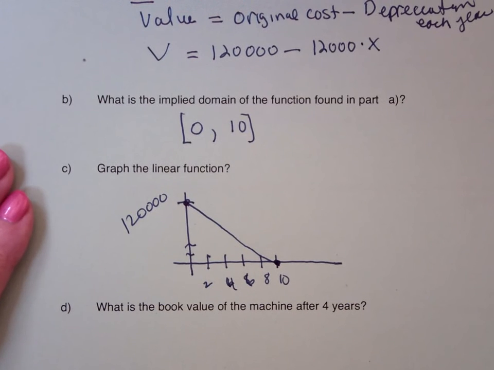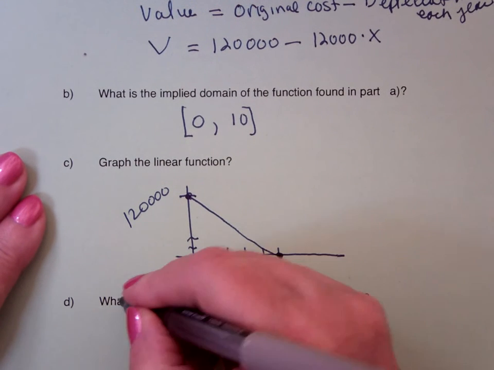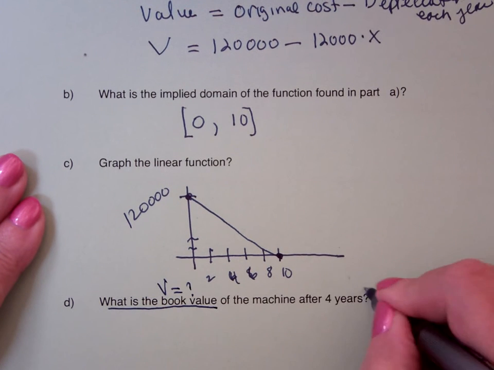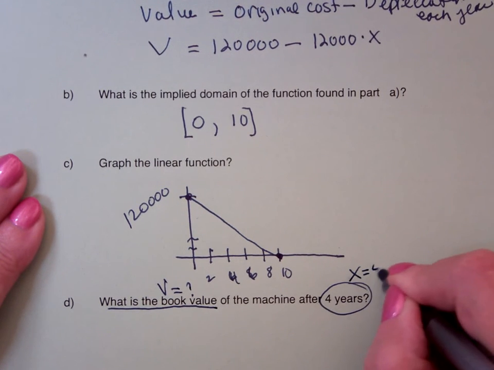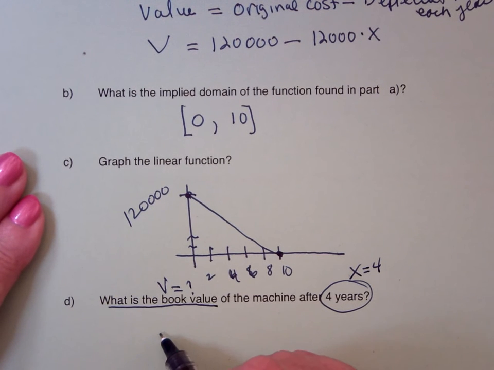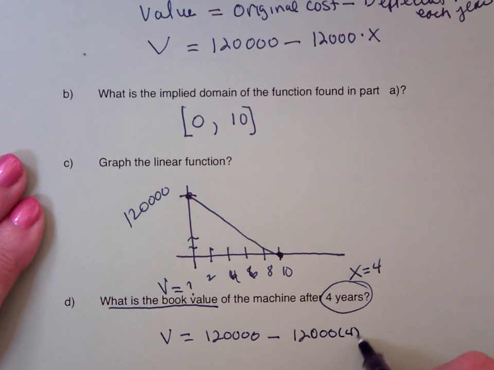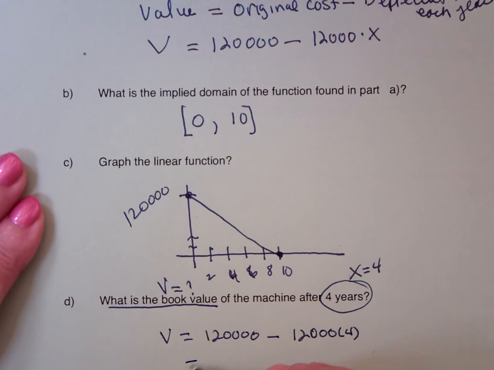What is the book value of the machine after 4 years? So what is the book value? V equals, I want to find out, after 4 years, X equals 4. So that would say that V is 120,000, subtract 12,000 times 4, which comes out to be $72,000 after 4 years.